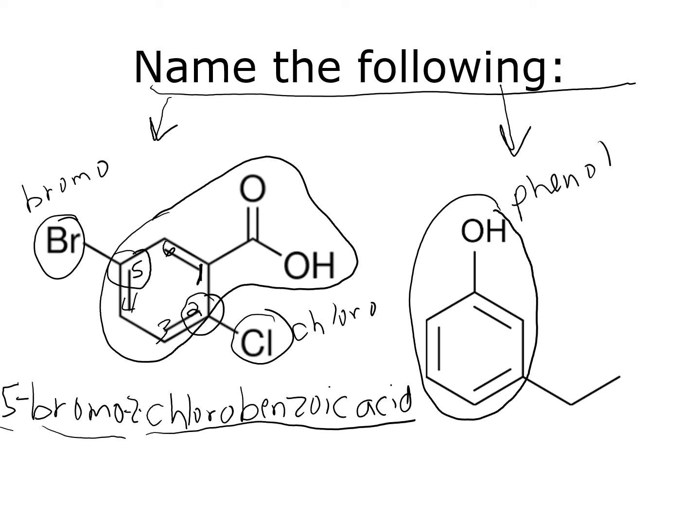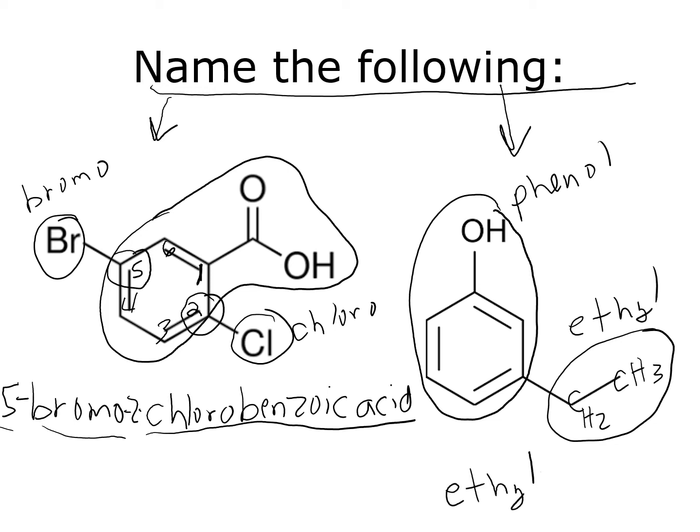Then we have this group attached, and it's drawn as a line angle drawing, which again means every angle and the end of it represents a carbon. And then that carbon has to have 4 bonds. So I'm just adding that in so it's easier to see. The name of that group with 2 carbons is called ethyl. So this is called ethylphenol. And then we have 2 groups attached, so we're going to use that ortho, meta, para prefix. And we have groups at carbons 1 and 3, so that would be meta. So it's meta-ethylphenol.